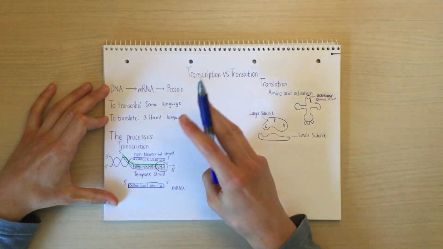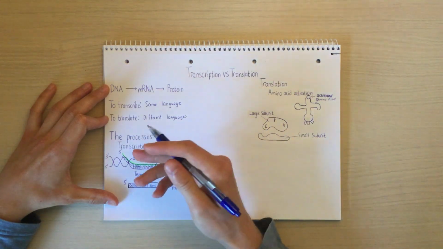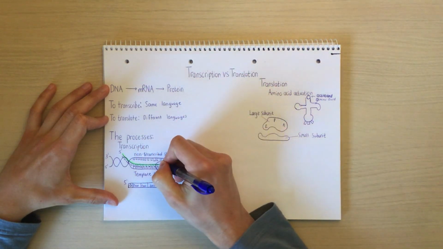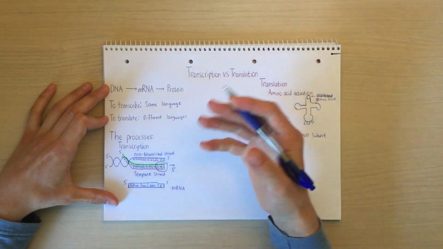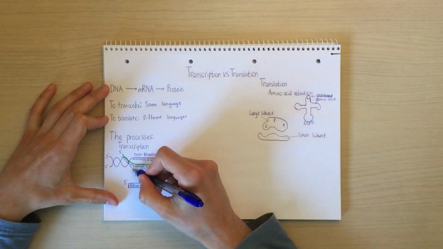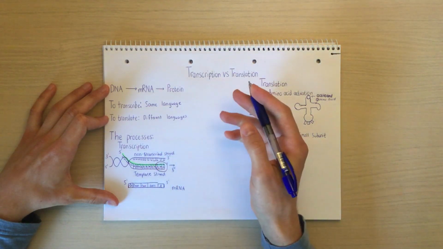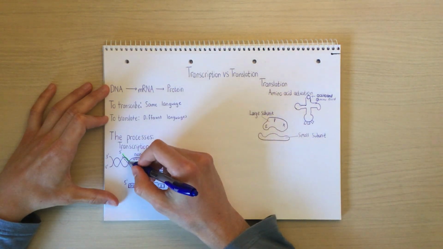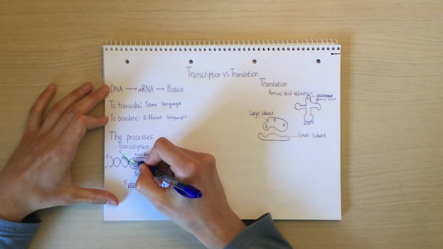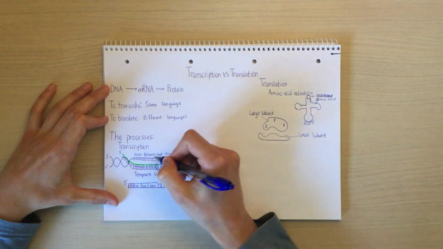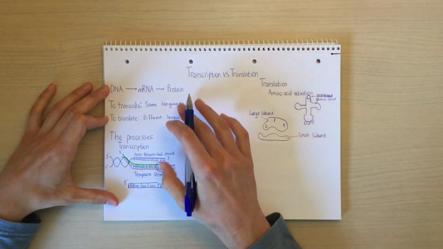Transcription has three different stages. The first is initiation, where an enzyme called RNA polymerase attaches to the DNA at a promoter region, just before the sequence of DNA that needs to be transcribed. The DNA double helix then unwinds, and the hydrogen bonds between the complementary DNA base pairs break down.